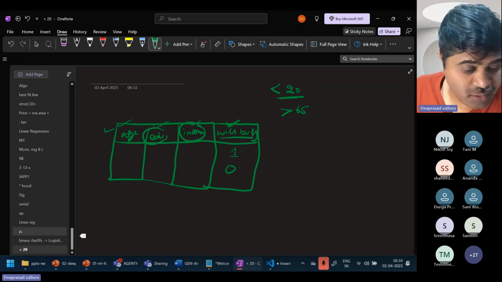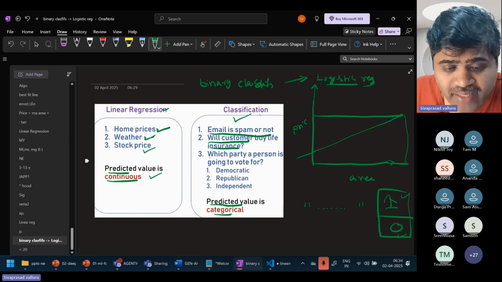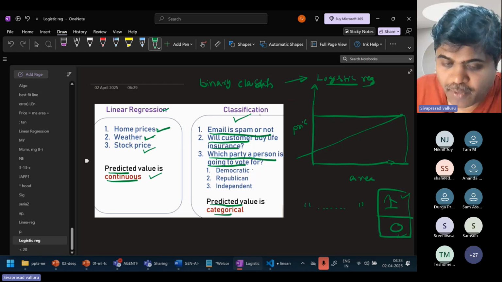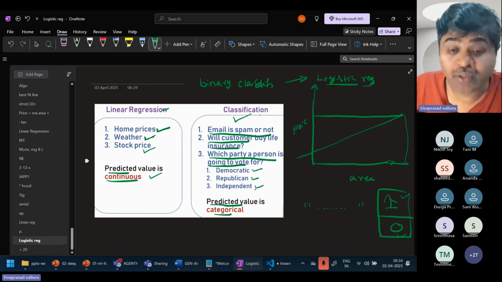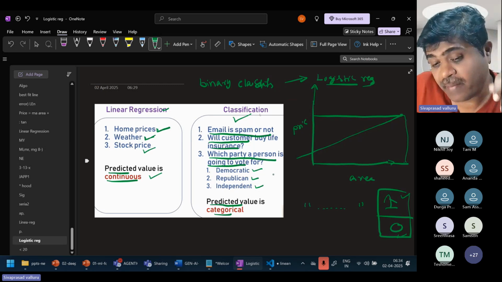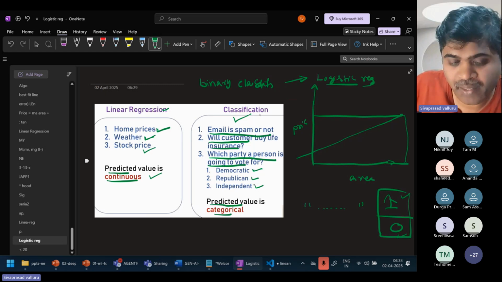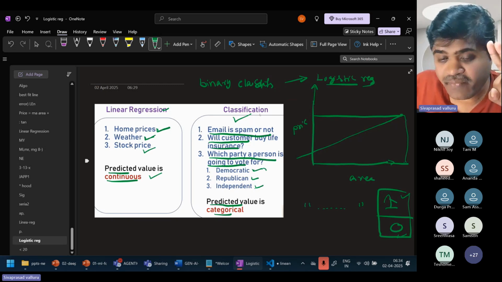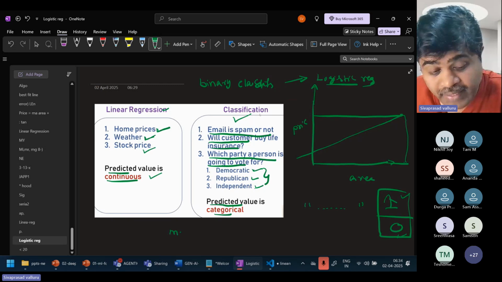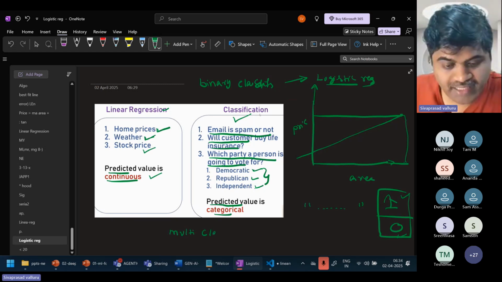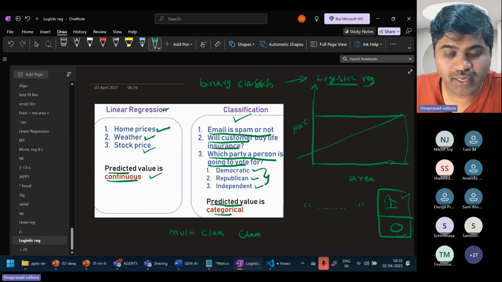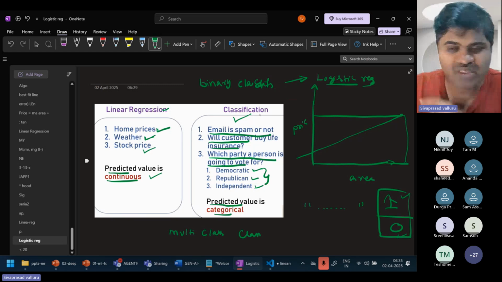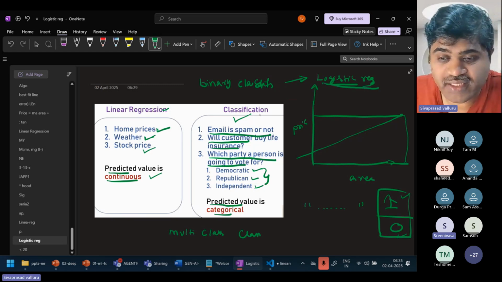But what about the other one? Which party is a person going to vote for? Let's assume that there are 3 parties: Democratic Party, Republican Party, Independent Party. So we have to classify whether a person will vote for Democratic or Republican or Independent. That means we have to classify 3 values. So such a type of classification problem is called multi-class classification. Okay. So whether it is binary classification or multi-class classification, we can use the logistic regression algorithm.